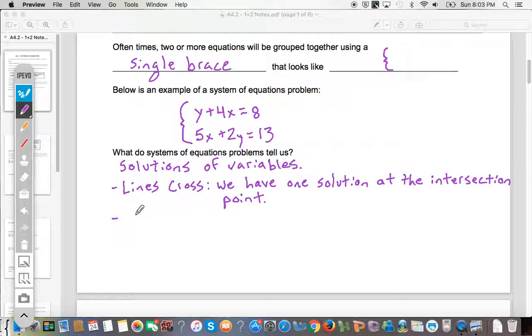Okay, our next scenario, the lines never cross. So I'll put in parentheses what this actually means. It means they're parallel. If they're not parallel, they will eventually cross. Okay? So if the lines never cross, that means we don't have an intersection point. Okay? So this means there are no solutions.